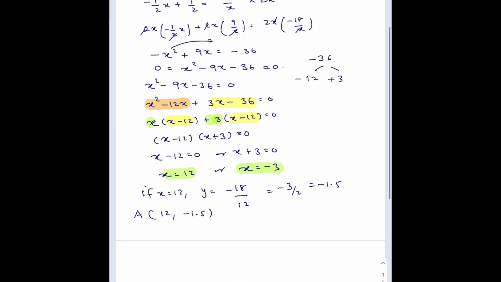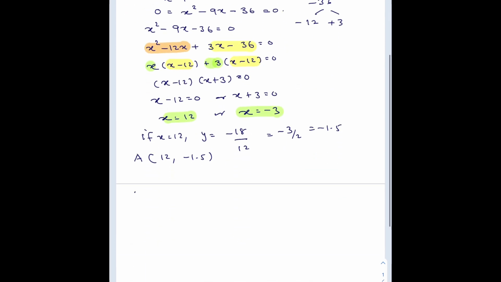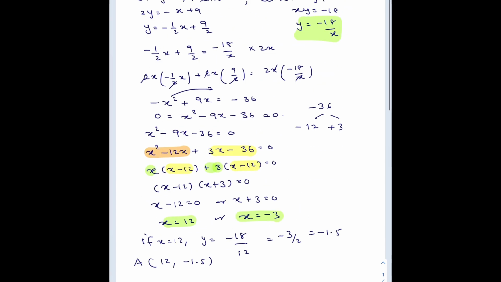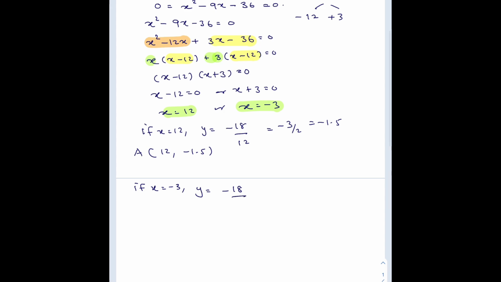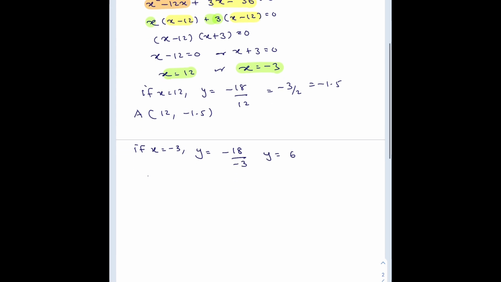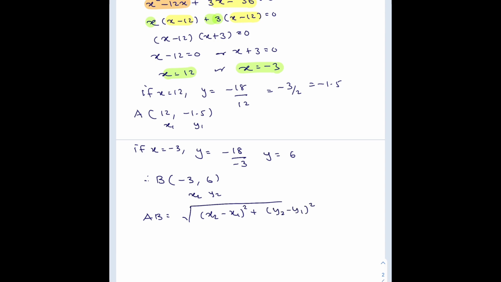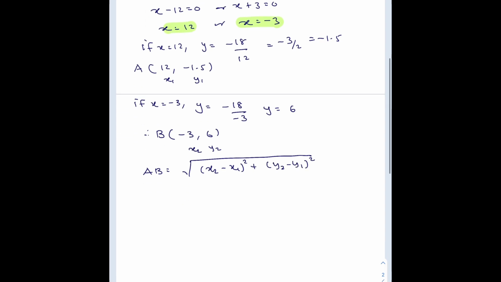Let's say that's point A, because they haven't said which is A and which is B. Now if x is negative 3, y is negative 18 over negative 3, y is 6. So B could be negative 3, 6. Now that's x1, y1, x2, y2. So the formula for the length is the square root of x2 minus x1 squared plus y2 minus y1 squared.